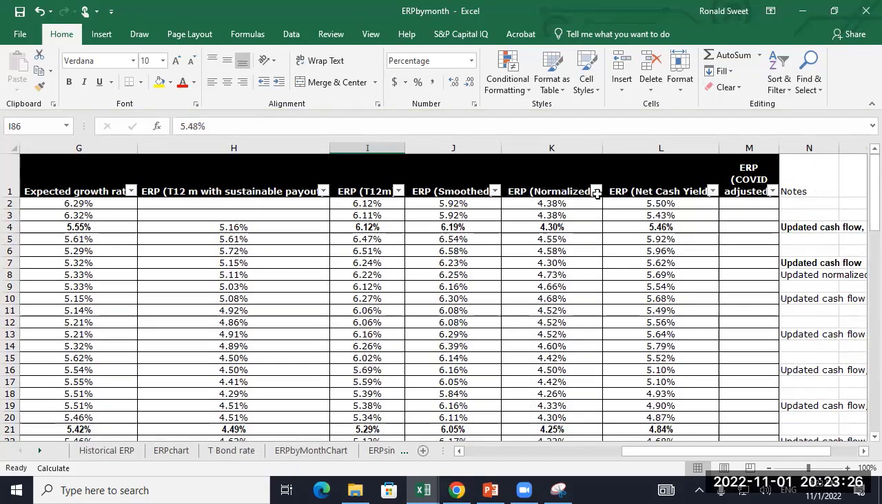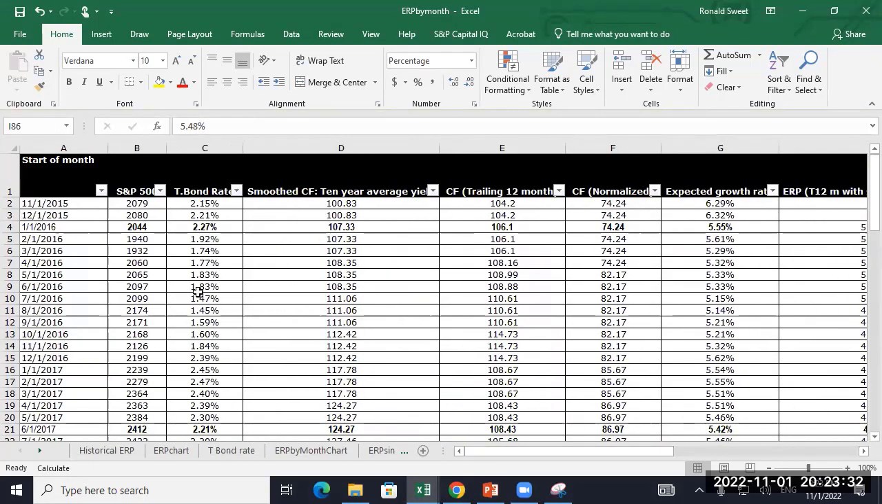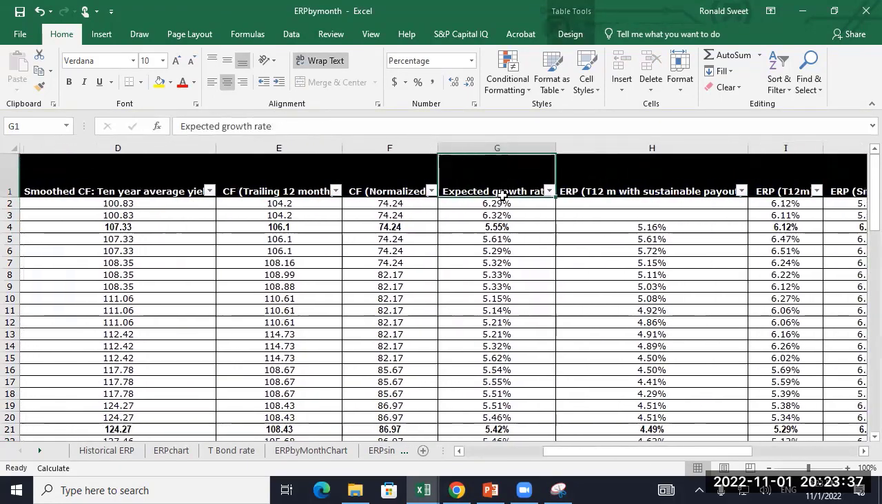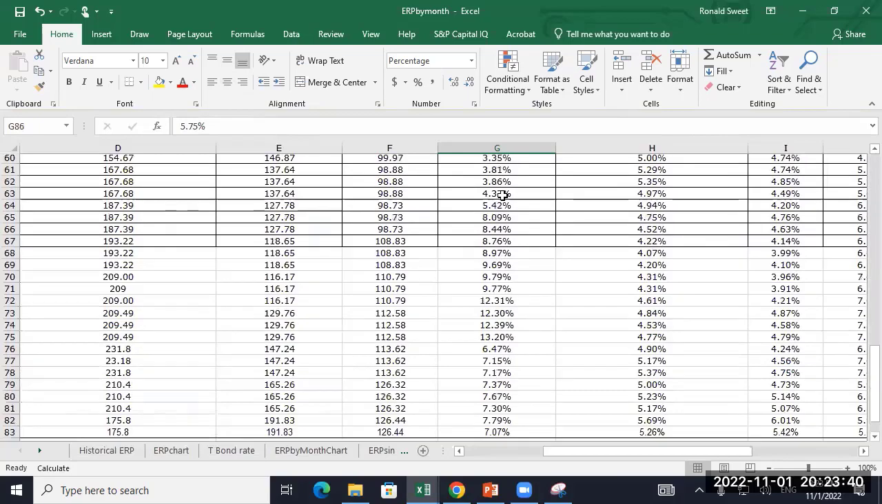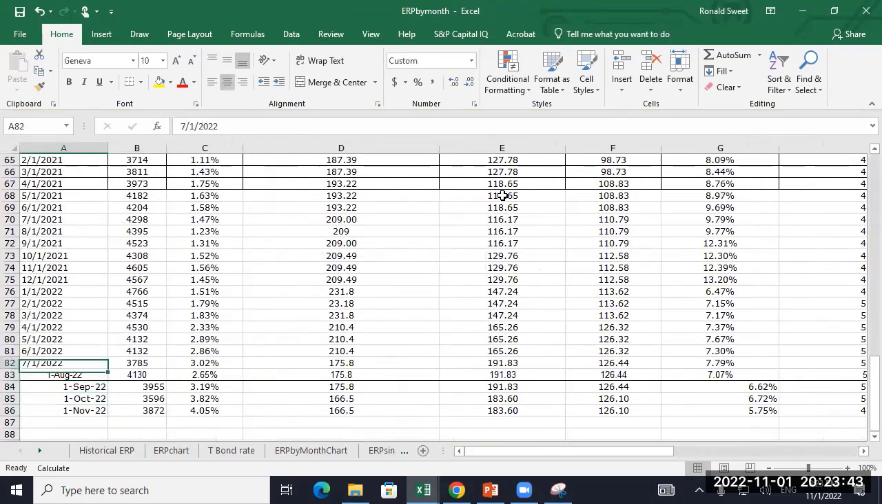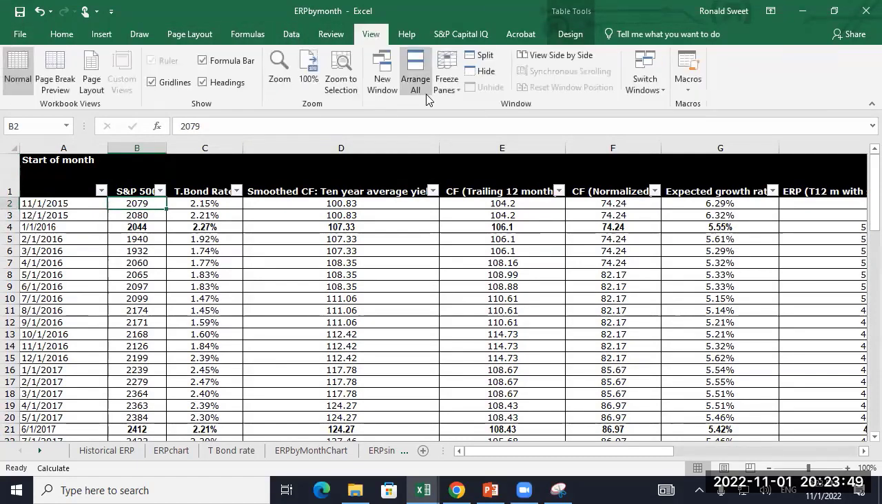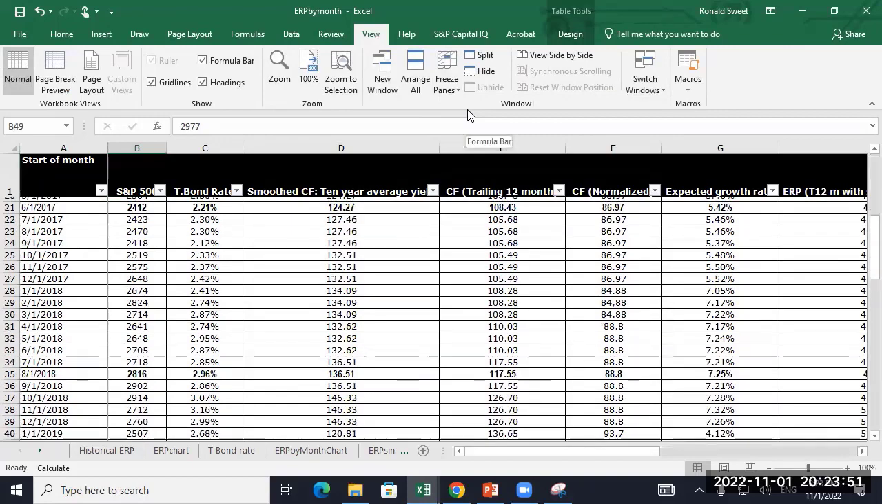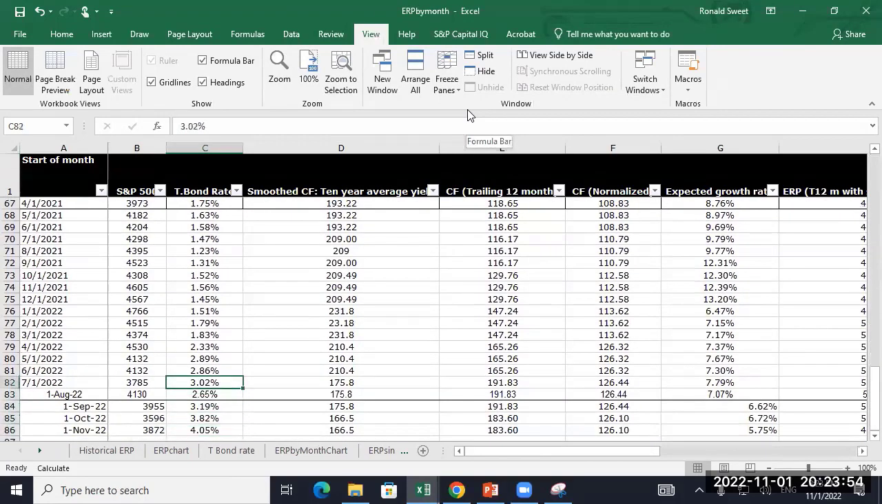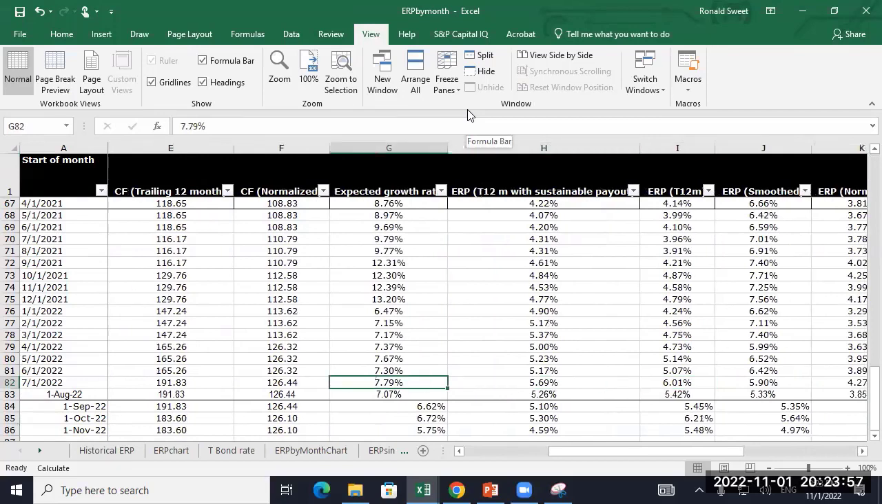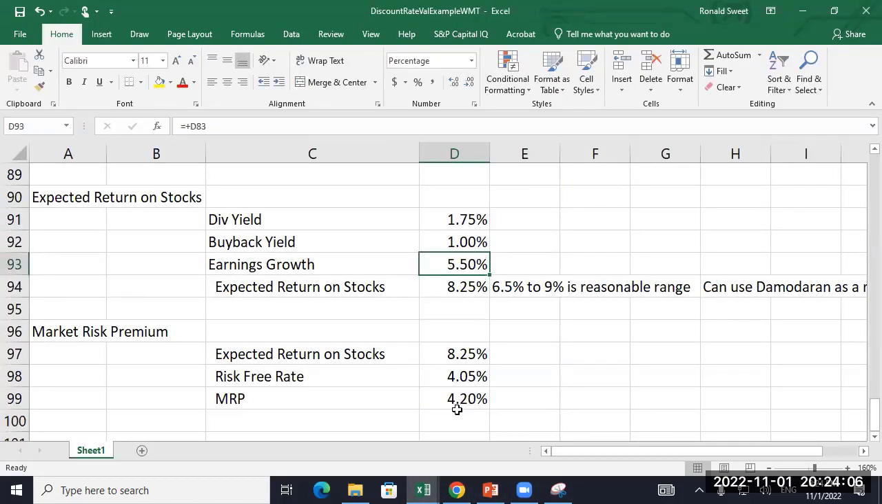ERP, smooth, normalized. He's got a bunch of them. So expected growth rate. Well, we need some totals in here, don't we? 7.22 expected growth rate. He's using 7.79. What did we use? 5.50, so we're well below him.